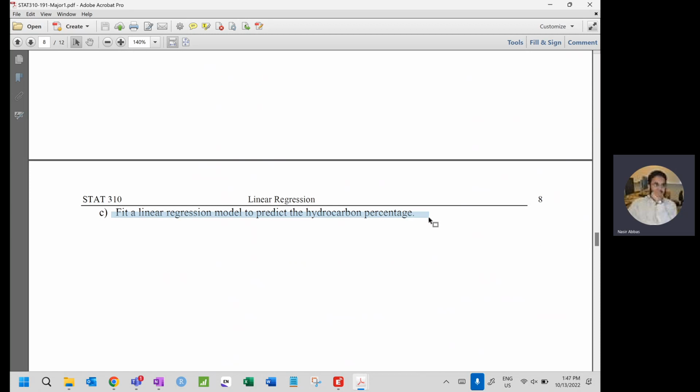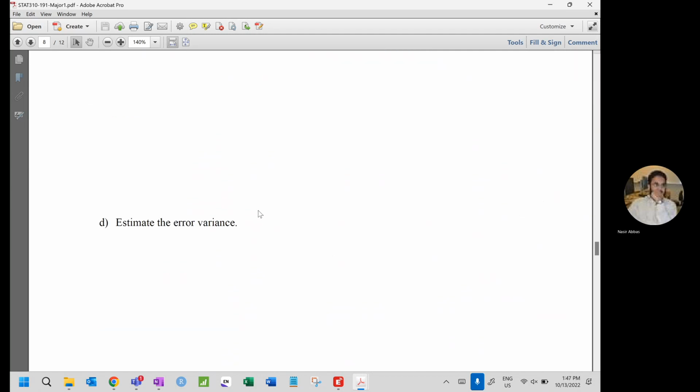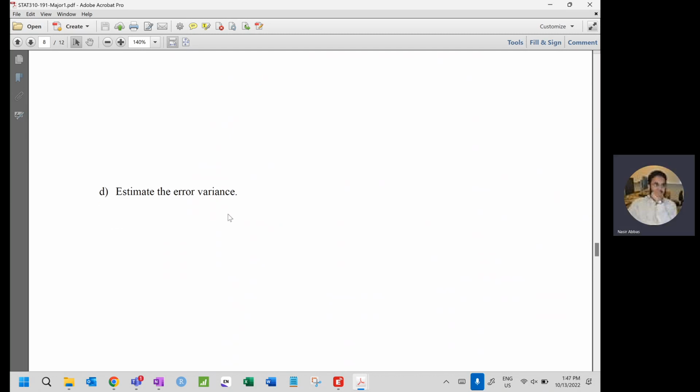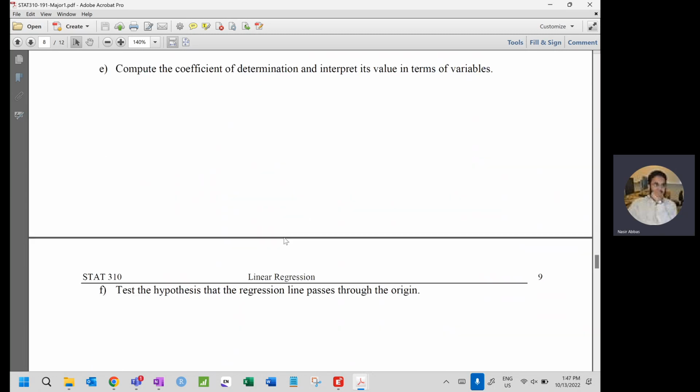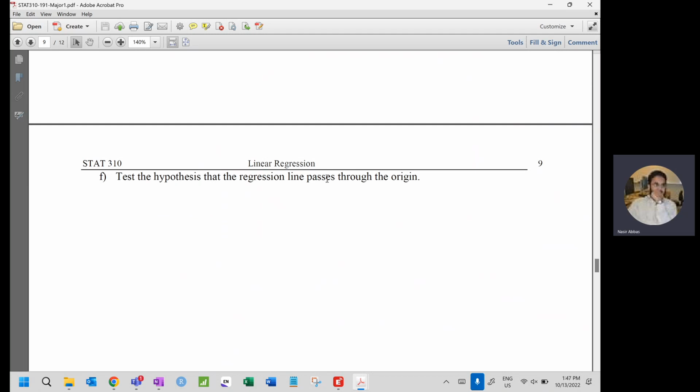Fit a linear regression model to predict. So you are just supposed to fit the model and give the equation. Estimate the error variance. What is error variance? Error variance is sigma square. And how do we estimate it? MSE. So you're supposed to give MSE in this question. Compute the coefficient of determination. What is coefficient of determination? R square, and interpret its value. What is the meaning of R square value? Percentage variation explained.